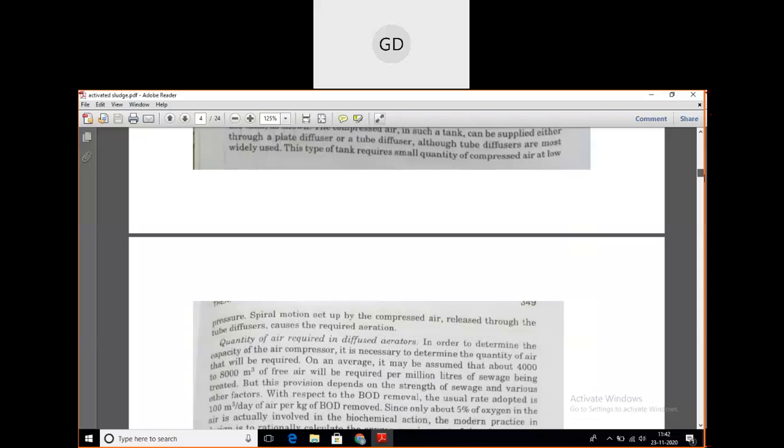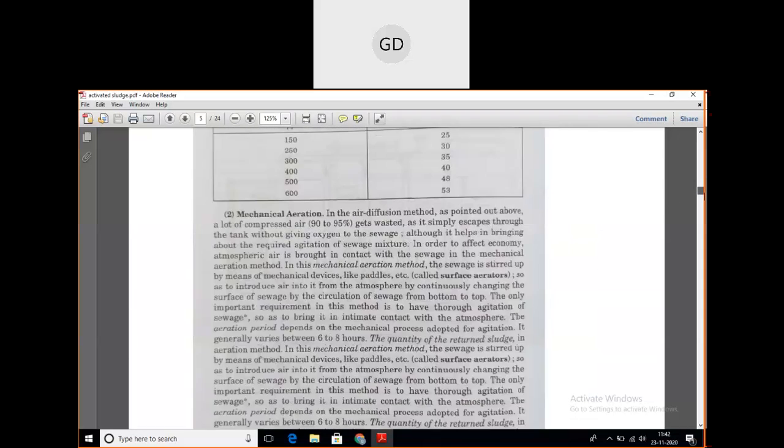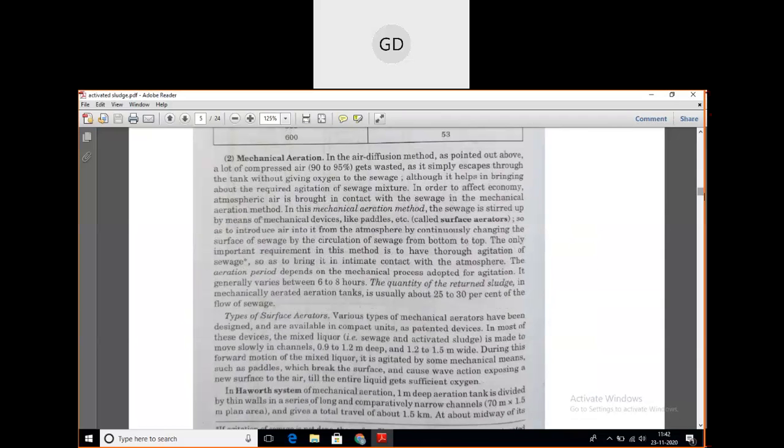Now the other one is your mechanical aeration. So what is the difference between your air diffusion and the mechanical aeration? In the air diffusion method, we have learned that a lot of compressed air is required, so some 90 to 95% of the compressed air gets wasted. It simply escapes through the tank without giving oxygen to the sewage.